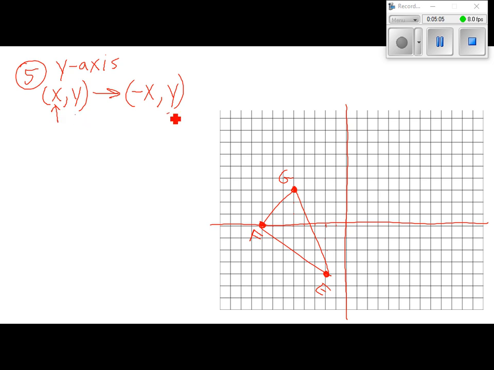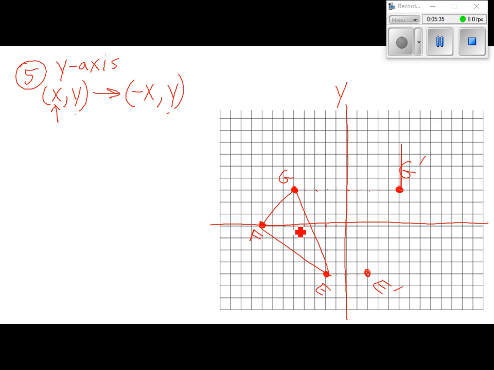If you graph it, then you could just count across the y-axis. So like here, G is 1, 2, 3, 4, 5 spaces from the y-axis. So that means it's going to be 5 spaces on the other side. 1, 2, 3, 4, 5. And that's going to be G prime. Ignore that extra mark. E is 2 spaces. So it's going to be 2 spaces over this way. And that's going to be E prime.